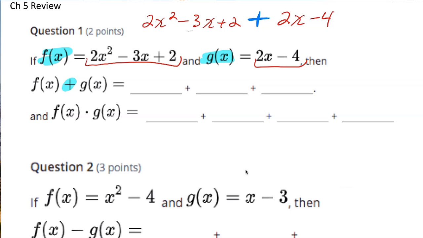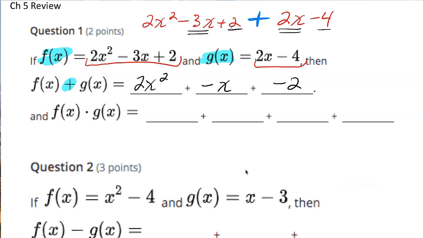And then adding like terms, the x's are like terms. The 2x squared doesn't have a like term. And then we have a negative x. And we have a negative 2. 2 minus 4 is negative 2. So that looks like it.